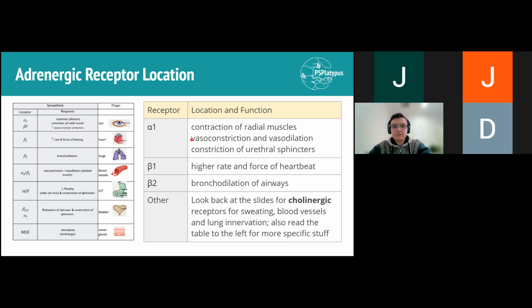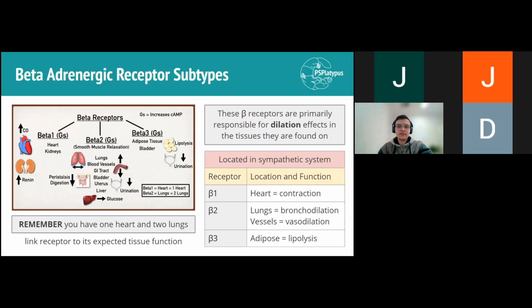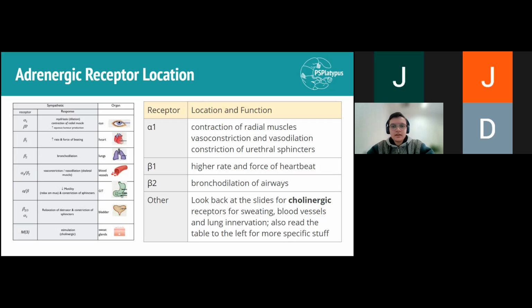Vasoconstriction, it shouldn't really be vasodilation here. It's more beta 2 that's doing the vasodilation. The thing you'll find is that there's no perfect way to categorize these. So alpha 1 can actually do a little bit of both, but for the most part, I would stick to this table and the previous table. So alpha 1 does mostly vasoconstriction and beta 2 does mostly vasodilation. Also constriction of urethral sphincters, which causes them to close, and then you urinate less.